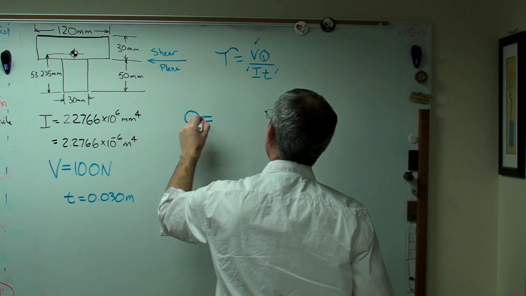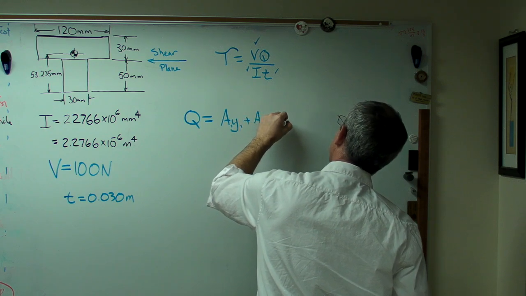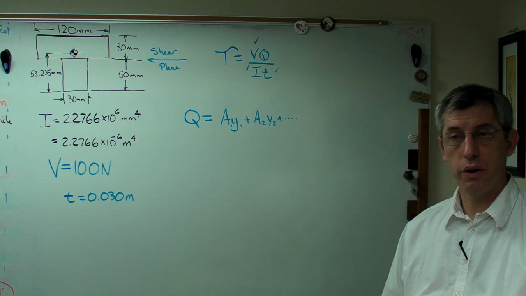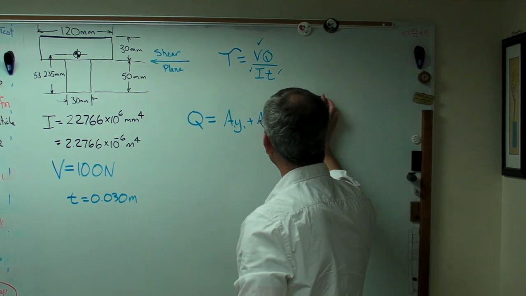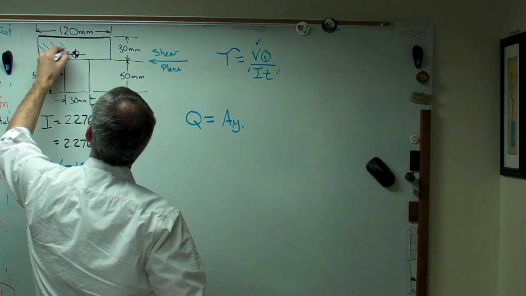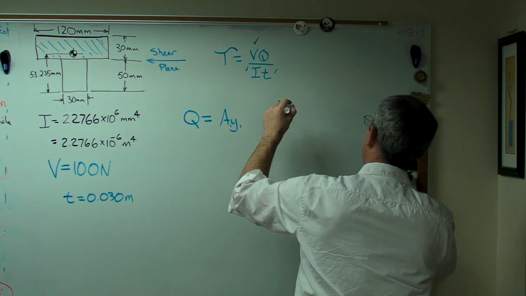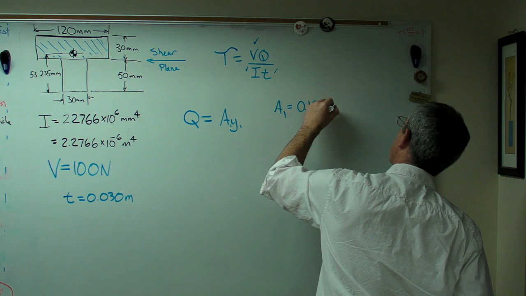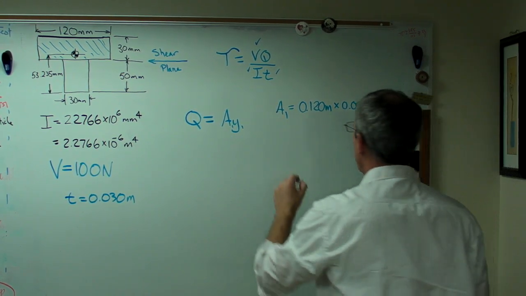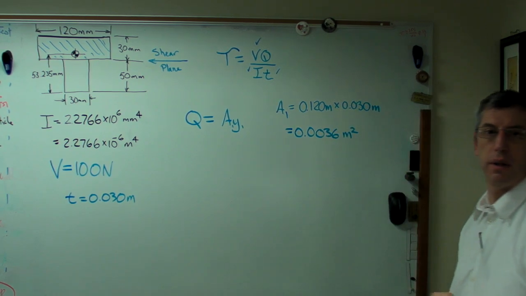The first moment of area, capital Q, looks like this. We use an area times a distance for all the boxes either above or below the shear plane. In this case, there's only one, so we only need one term in this series. It makes the problem a little easier. And the area we're interested in is the area of this top box right there. Well, that's easy to figure out. Just base times height, and that's 0.0036 meters squared.